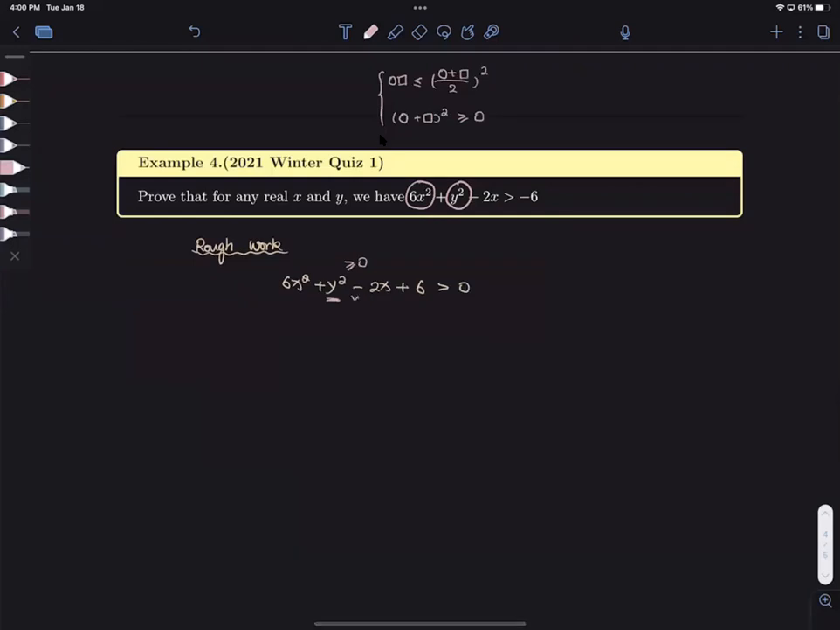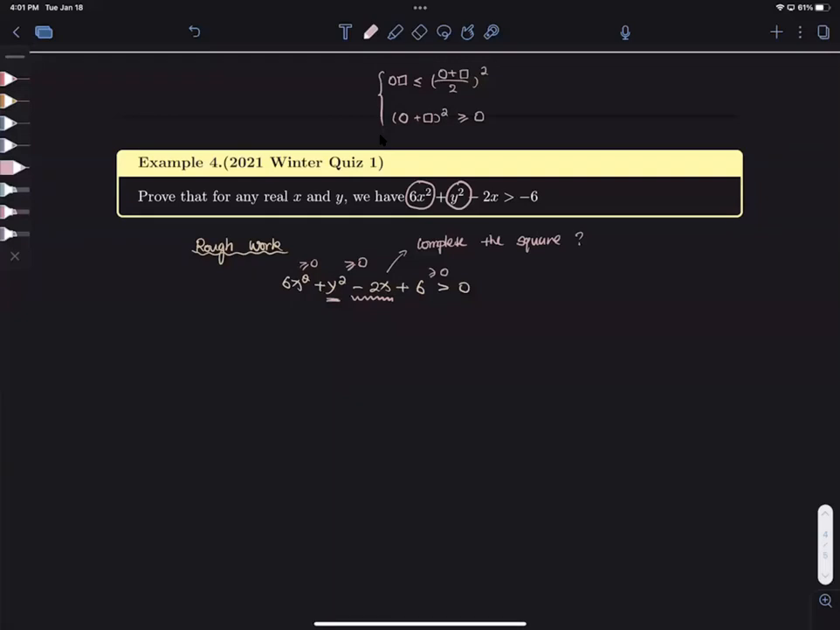I'm going to try to find something to combine with this, because why? This is also greater than or equal to 0. This is also greater than or equal to 0. So the only thing I'm worried about is this part. I want to make something with this that's greater than or equal to 0. So what came to my mind is, maybe we should try to complete the square, because this is half of the complete the square.